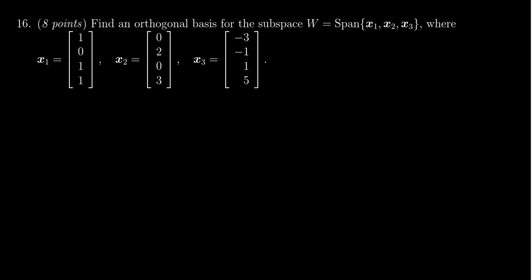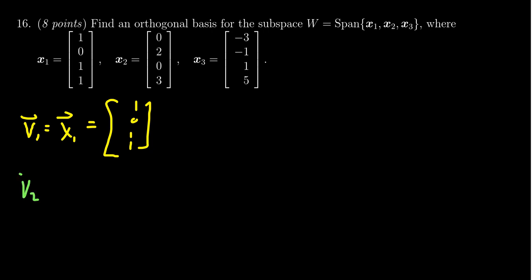In order to compute an orthogonal basis, we're going to need to use the Gram-Schmidt procedure. Recall what that looks like. We take our first vector v1 to be the first vector x1, assuming it's not the zero vector. If the zero vector is there, we would discard it. So v1 is just x1, which is 1, 0, 1, 1. No change is necessary for v1.